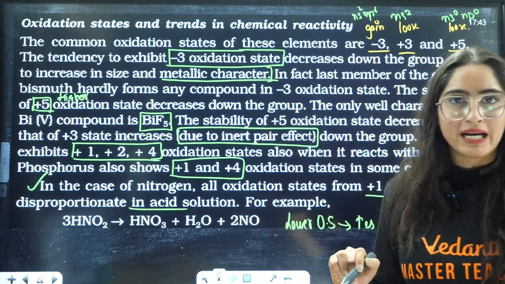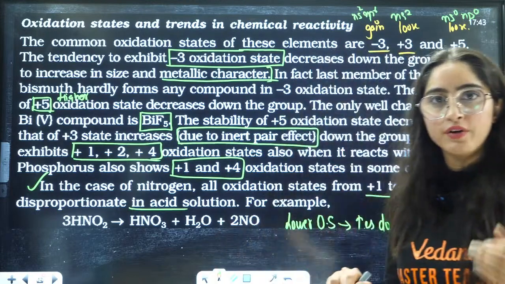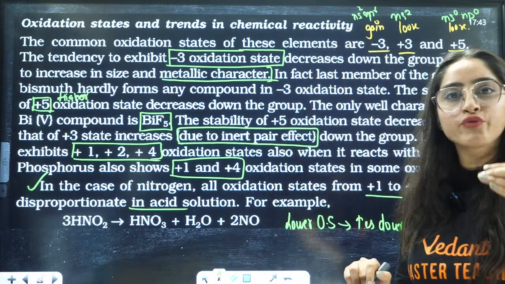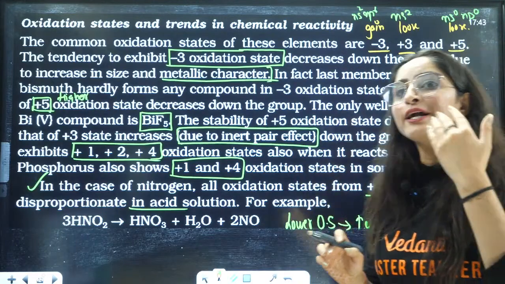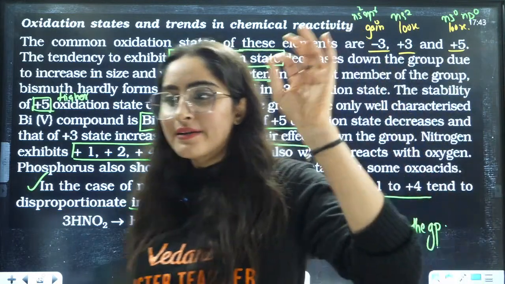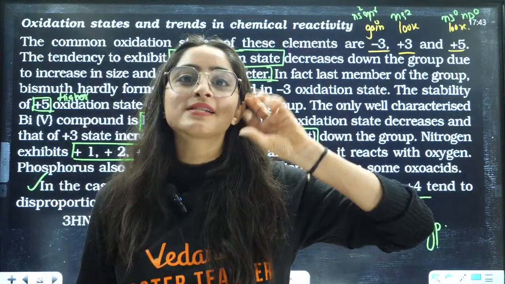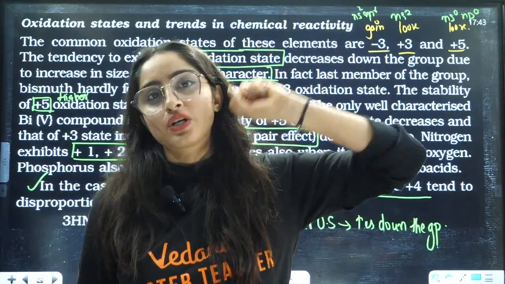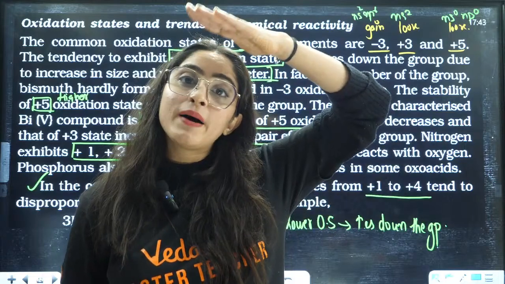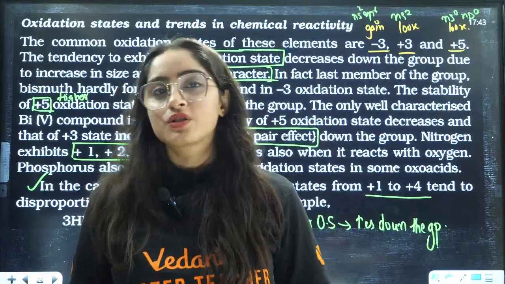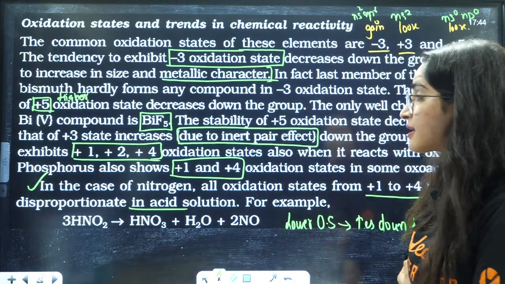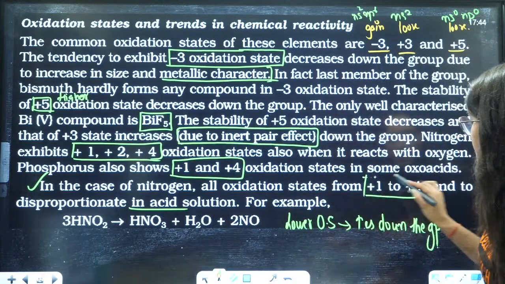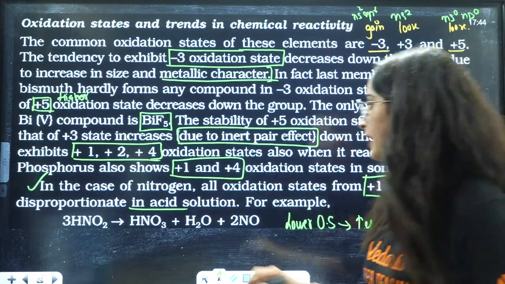Now this is important: in the case of nitrogen, if it is showing +1 to +4 oxidation states, it is going to dissociate, because nitrogen is more stable in a higher oxidation state. The upper elements are more stable in higher oxidation states. Nitrogen is more stable in higher oxidation state. That is the reason when it has a lower oxidation state, it will disproportionate in acid.